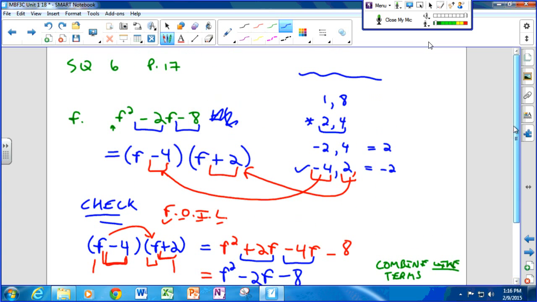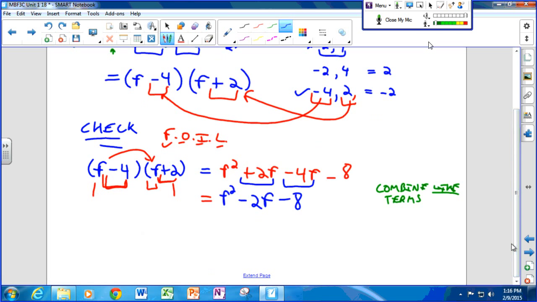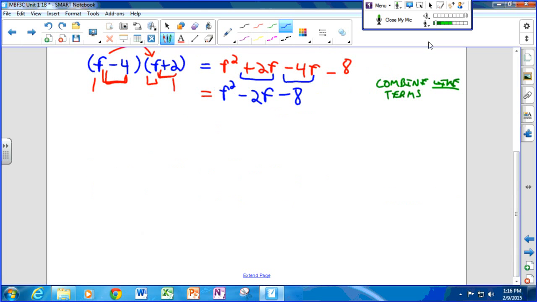Okay, so we did question F, and then I said I was going to do part I. So I'm just going to extend this page here. Now, part I is a little more complicated because it has a coefficient, a number in front of the variable. I'm going to show you how to deal with that.